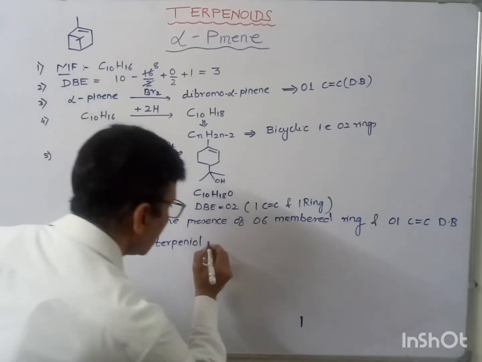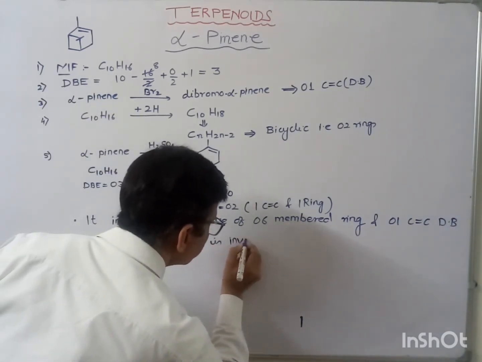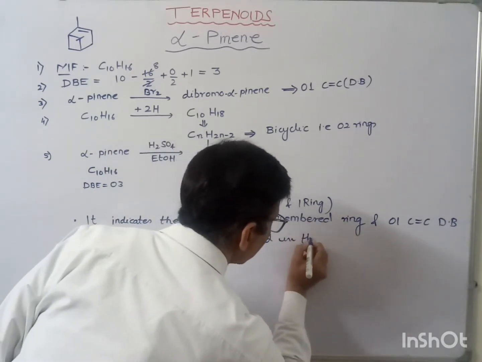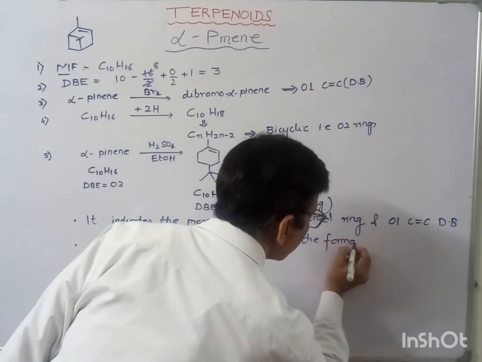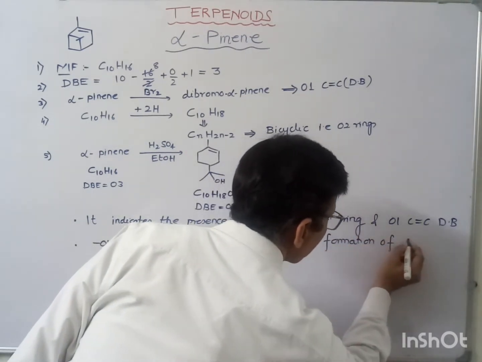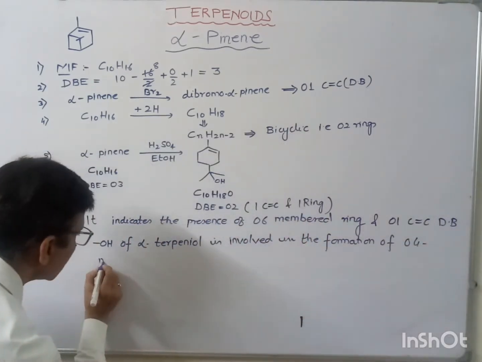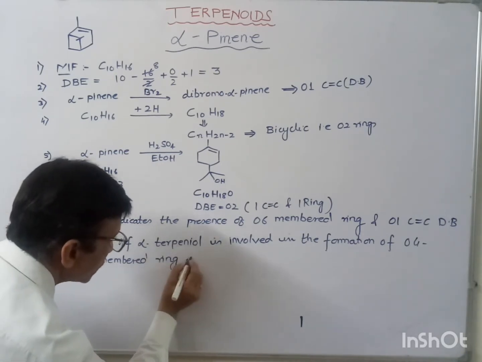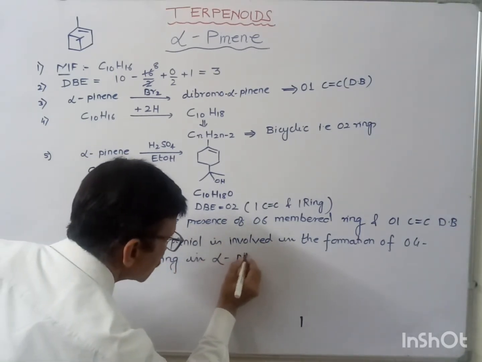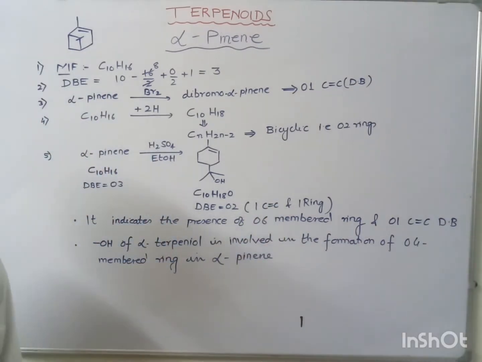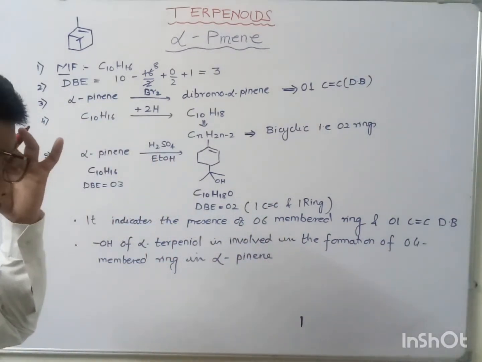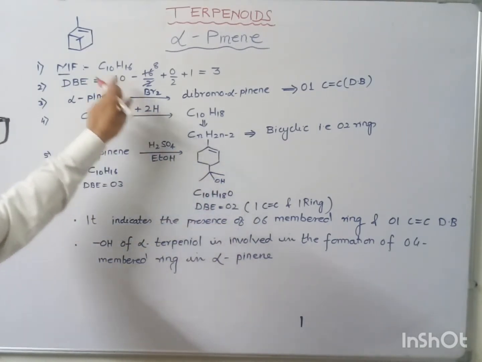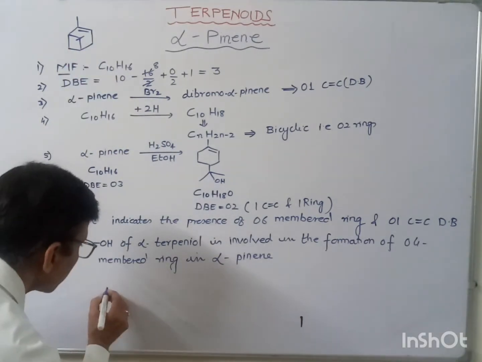OH of this alpha-terpenoid is involved in the formation of the four-membered ring in alpha-pinene. So how can we say it? If we see this OH, how can we see how this OH is involved in the formation of this four-membered ring? Let's see it.